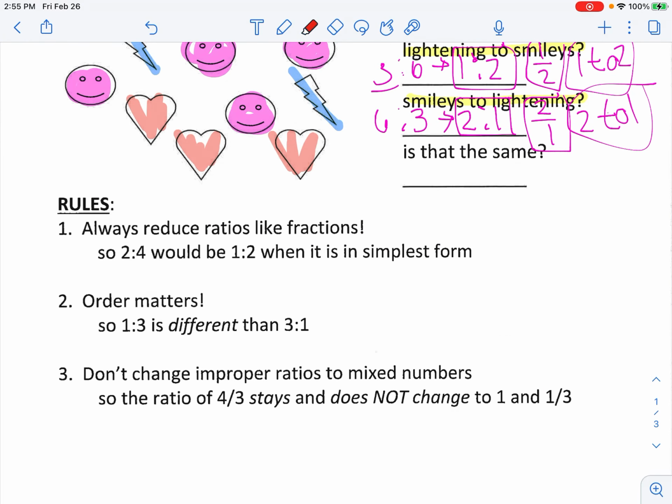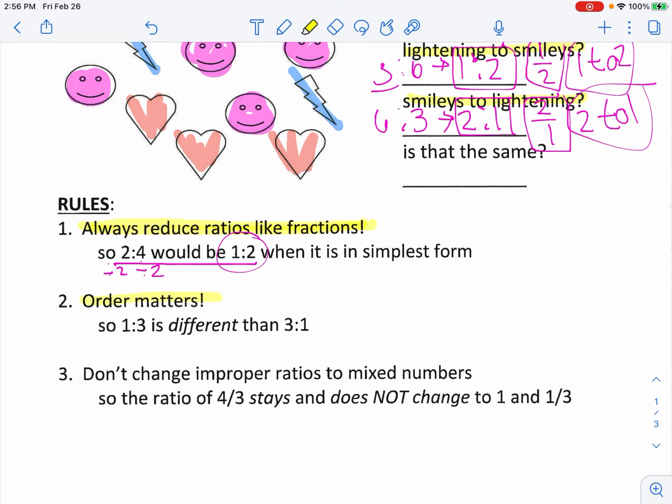Okay, so some important rules down here at the bottom of the page that we need to pay attention to when we're working with ratios. Rule number 1, always reduce ratios just like fractions. Ratios are not fractions, but the math that we do to reduce them will be very similar. So just like it says here, 2 to 4 would be 1 to 2 when it is in simplest form. So we would divide 2 by 2 to get 1, and we would divide 4 by 2. So that would reduce to 1 to 2.